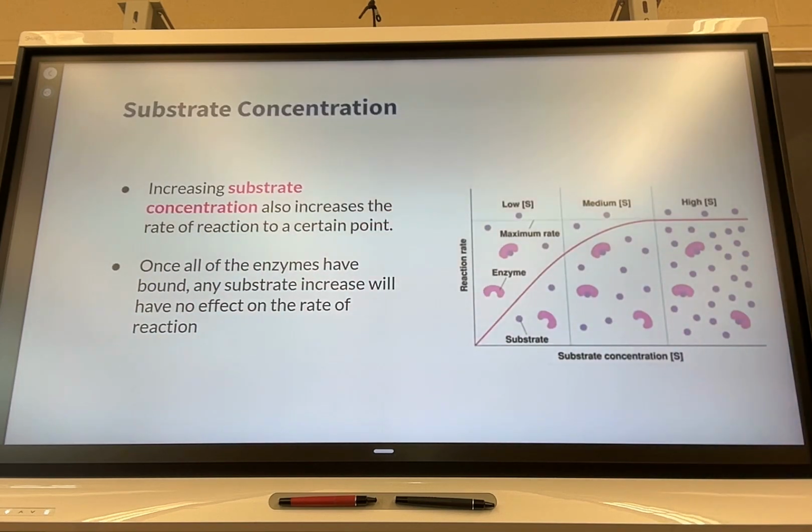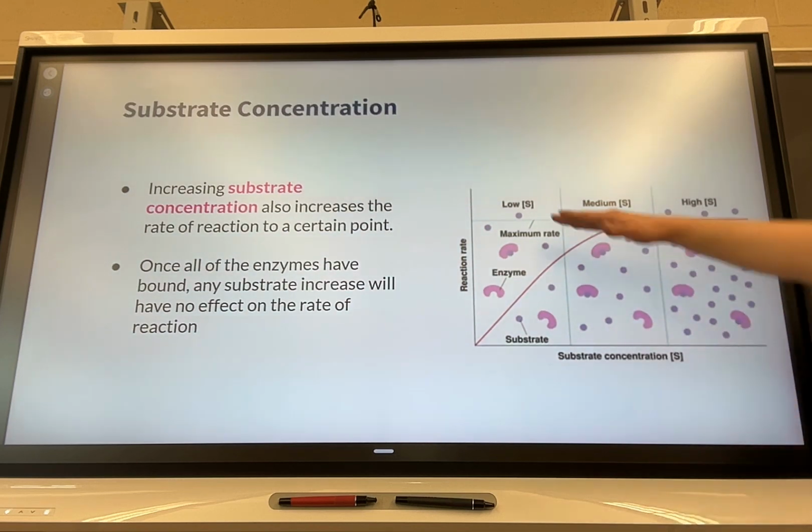Substrate, on the other hand, has a limit to it. So the more substrate there is, the higher the activity is going to be, the faster that the enzymes can grab a new molecule, react it, and then move on to the next one. There comes an issue, though, when we get to a point where the enzyme can't handle any more substrate. So if all of the enzymes are working, then we hit what's called the point of saturation.